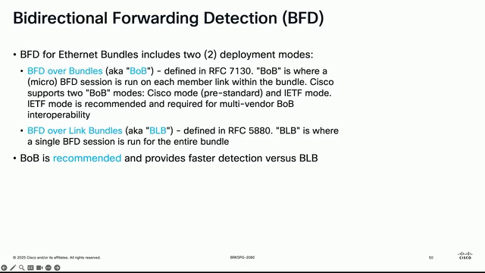If you happen to use bundle in your network, BFD comes in two flavors. You can have BFD over bundle, we call it BoB, or BFD over logical bundles, BLB. BoB allows you to establish one BFD session per member. So if you have 4 members in a bundle, you would have 4 BFD sessions. With BLB, the router will only initiate one BFD session. With BoB, you can have aggressive timers. It supports hardware offload, so it's faster as compared to BLB. So wherever possible, make use of aggressive timers. Use BoB over BLB if it is possible.